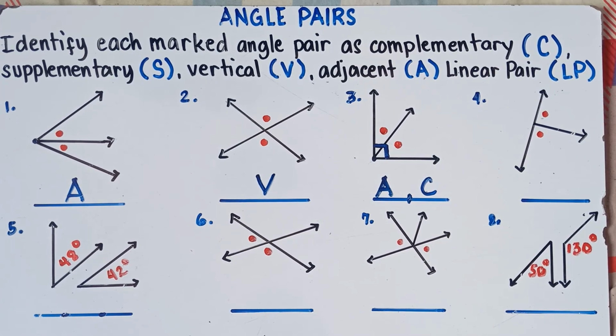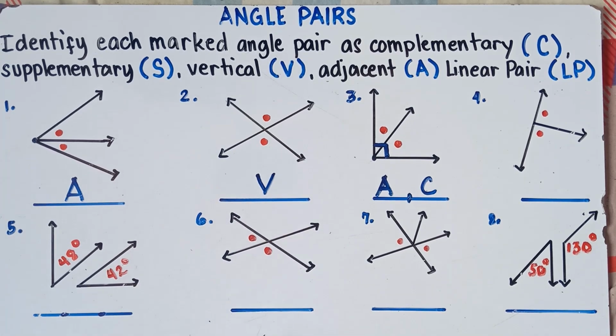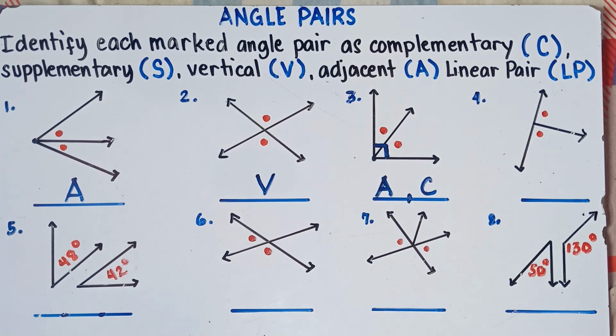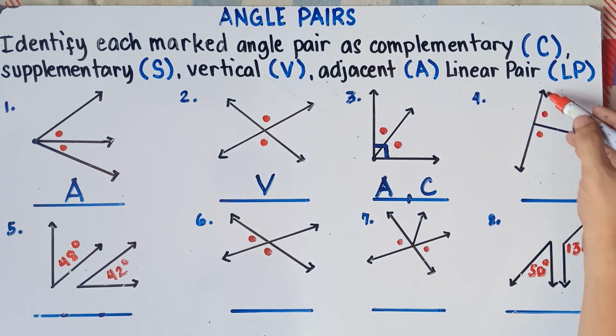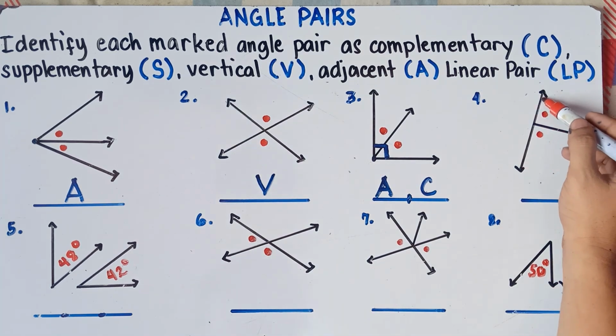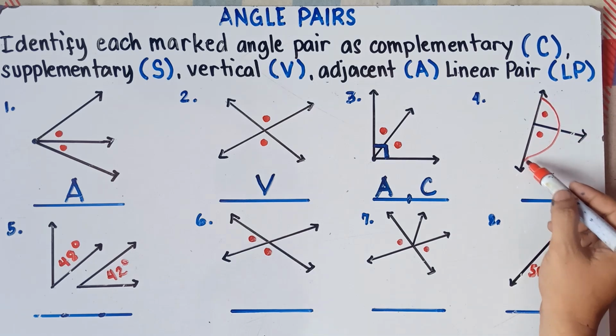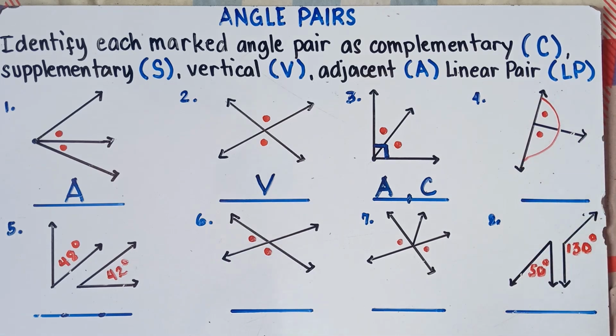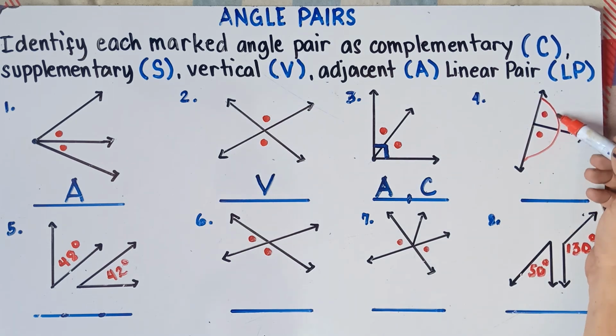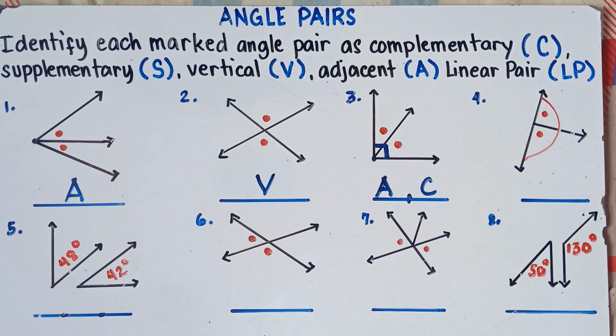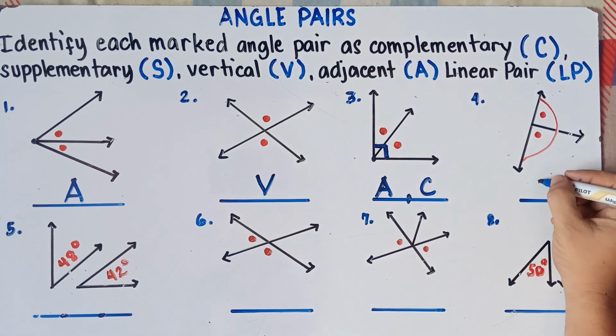Alright, example number 4. Can we call this one supplementary angles? Yup, you can call that one supplementary angles because we have a straight line, and a straight line can form a straight angle, and a straight angle is always 180 degrees. Therefore, the sum of these two angles should be equal to 180 degrees. Because of the straight line, we can form a straight angle. So this is supplementary angles.